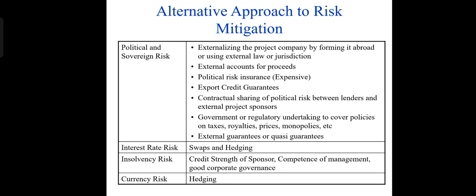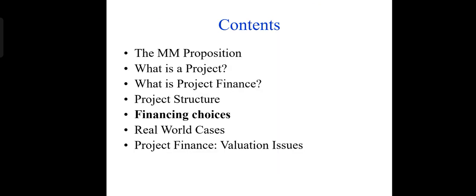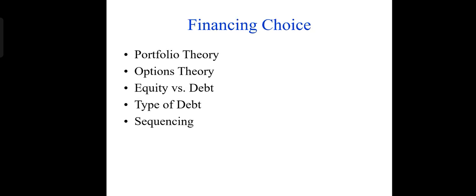Insolvency risk: credit strength of sponsor, competence of management, good corporate governance. Currency risk: hedging. Financing choice: portfolio theory, options theory, equity and debt, type of debt and sequences.